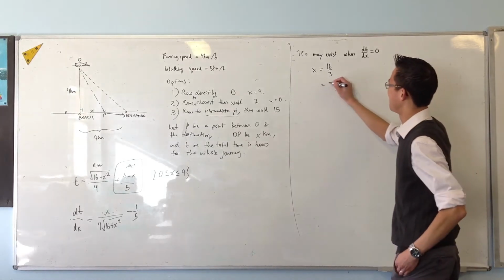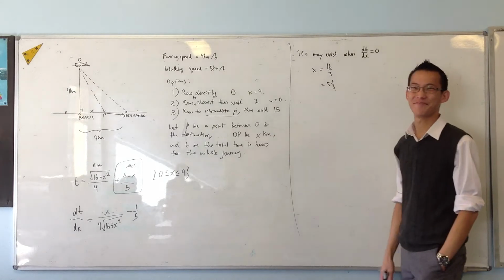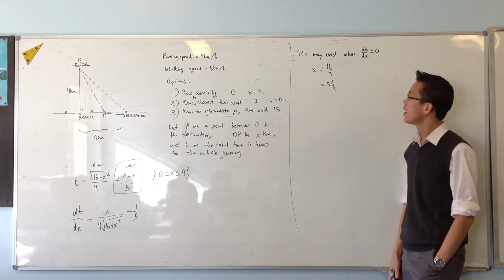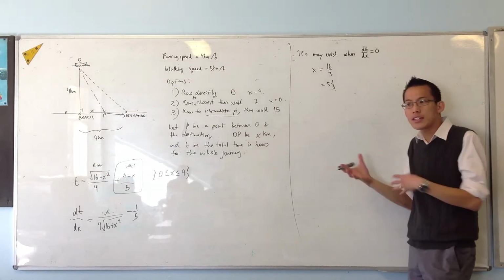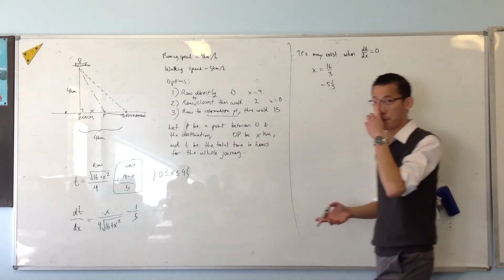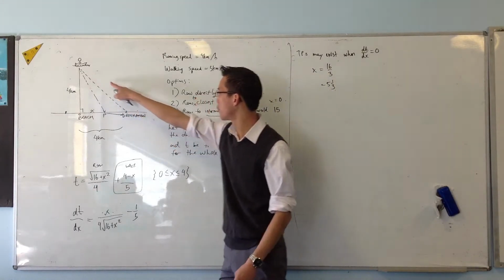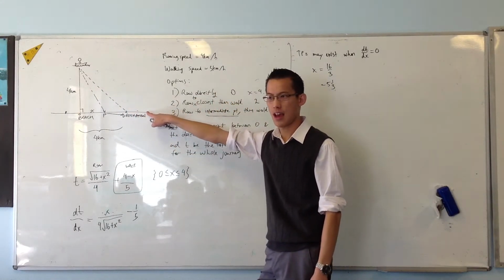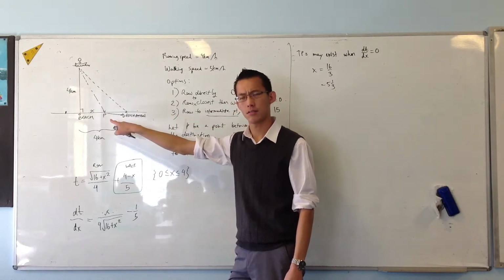Now, this is 5 1/3, which is outside the domain. What does that correspond to? That would mean I'm rowing to some place over here, and then I'm backpedaling.